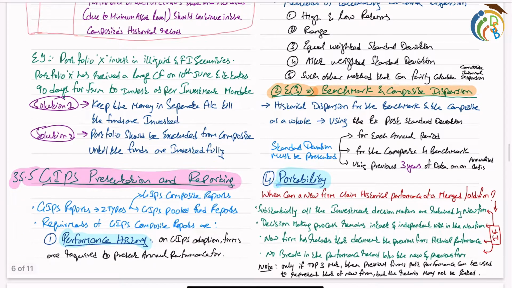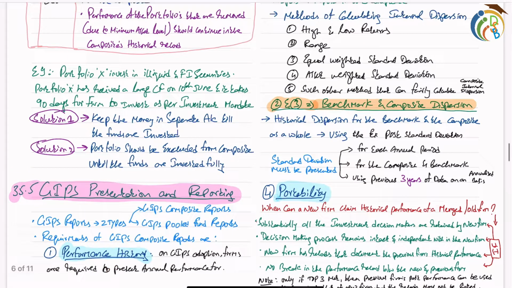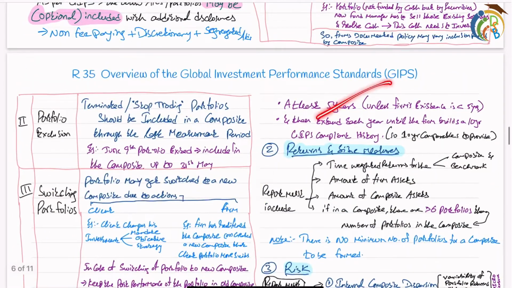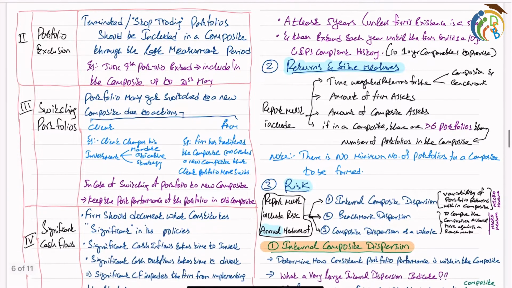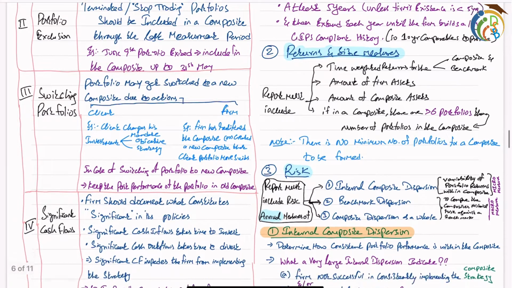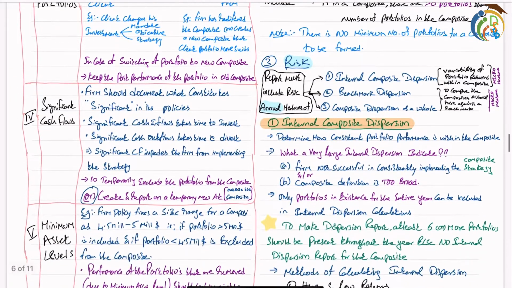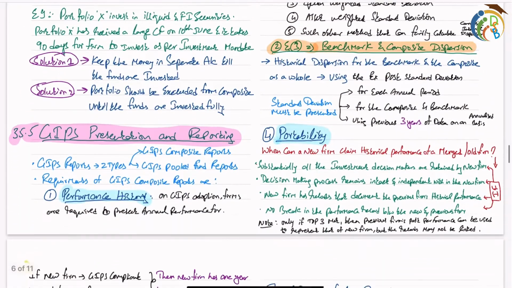Presentation and reporting. Performance history, how many years of performance history to be shown, like minimum 5 years, and it has to be continued up to 10 years. So total overall around 10 years of comparables will need to be shown. Returns and size measures, and risk. So along with performance, you also need to show the risk, in other words like standard deviation. Certain risk measures like internal dispersion, the benchmark dispersion, composite dispersion. So we'll be seeing what this internal dispersion is and all those things.